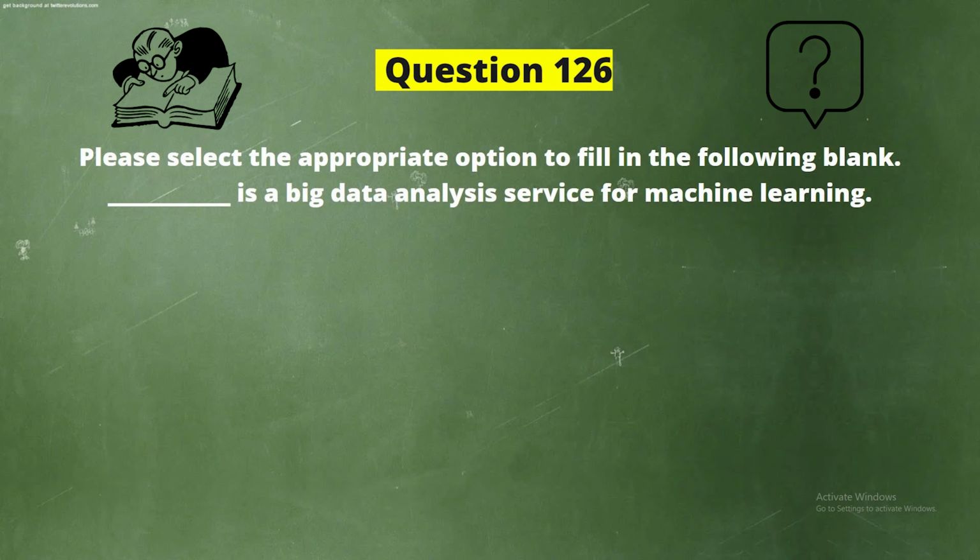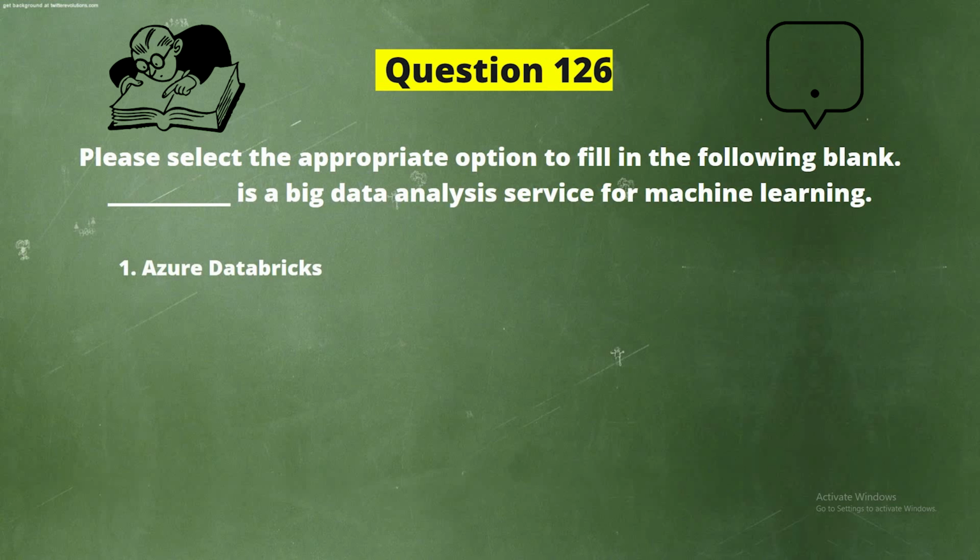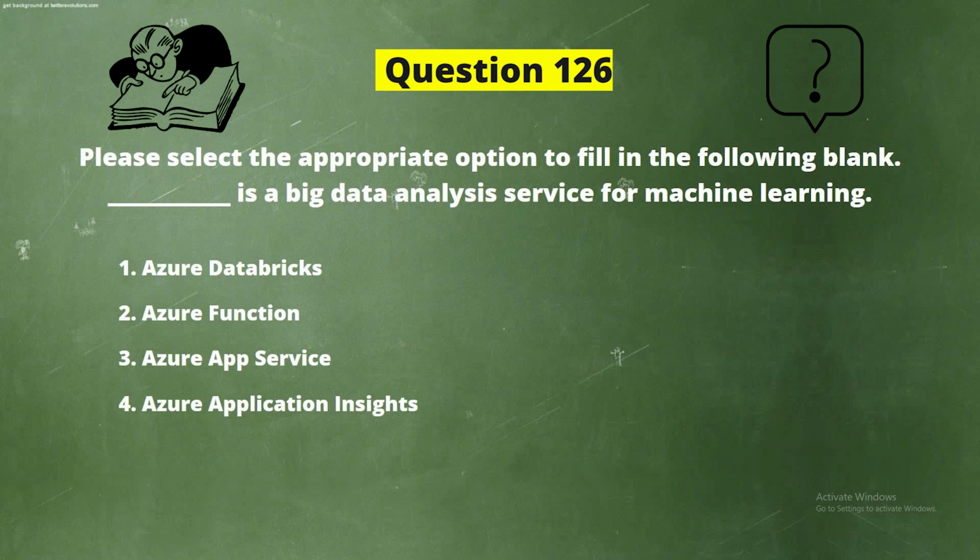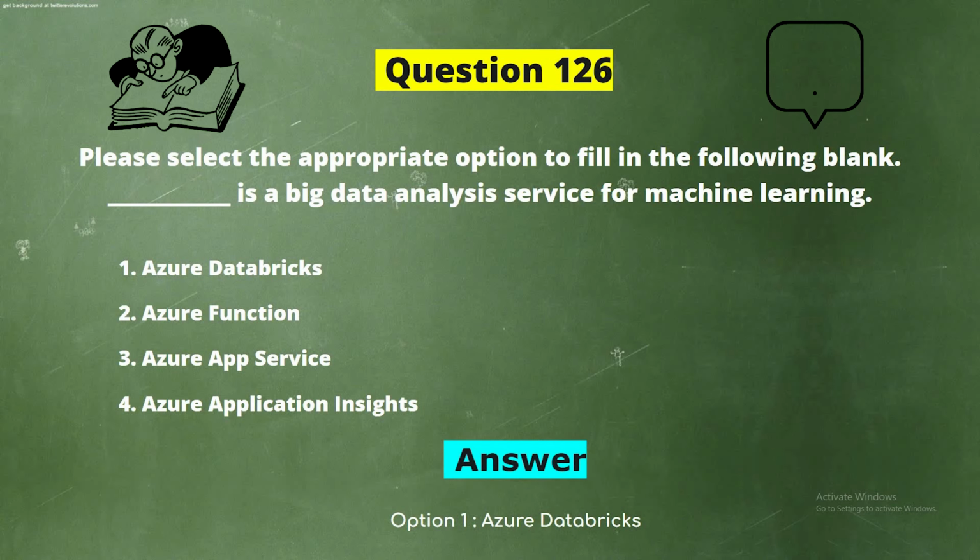Question 126. Please select the appropriate option to fill in the following blank. Dash is the big data analysis service for machine learning. And the options are option 1, Azure Databricks. Option 2, Azure Functions. Option 3, Azure App Service. Option 4, Azure Application Insights. And the correct answer is option 1, Azure Databricks.